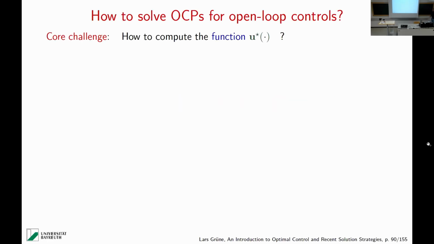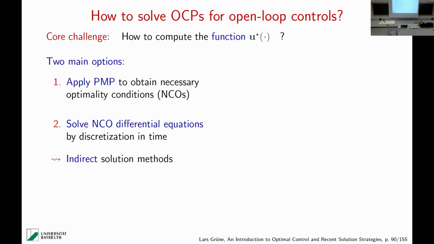So the core challenge is here. Now we want to compute a control function that depends only on time, right? So we have a certain initial time and the final time, and we want to compute that function. And there are essentially two ways, the two main options that we have.